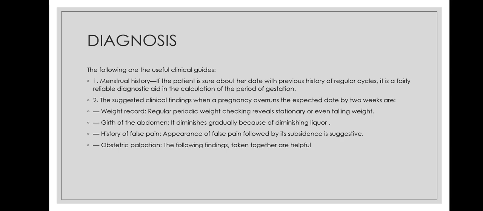Then the suggested clinical findings when a pregnancy overruns the expected date by 2 weeks are as follows. You look at the weight record: regular periodic weight checking reveals stationary or even a falling weight. Then girth of the abdomen diminishes gradually because of diminishing liquor. I've noticed once the pregnancy reaches post-term, the liquor starts reducing. History of false pain, appearance of false pain followed by subsidence, is suggestive. Obstetric palpation: the following findings taken together are usually helpful to make a diagnosis of post-term pregnancy.